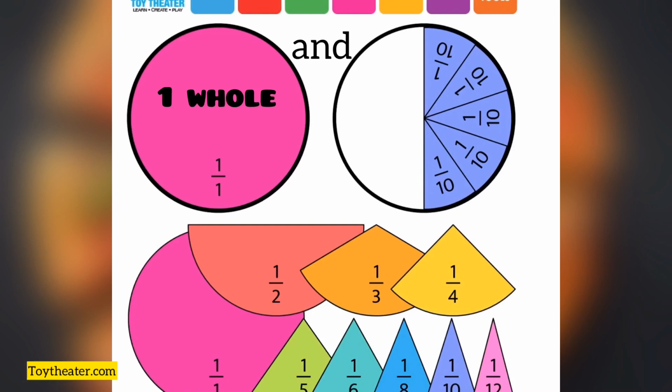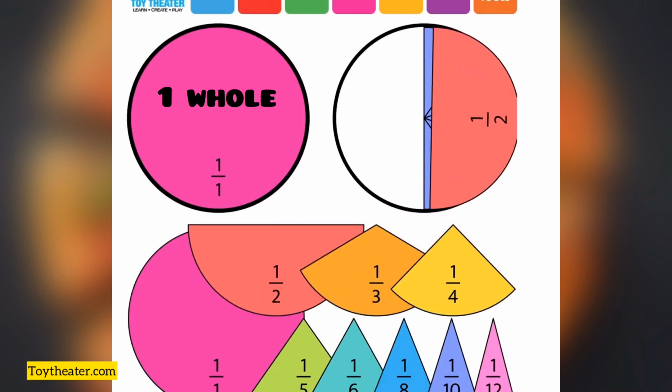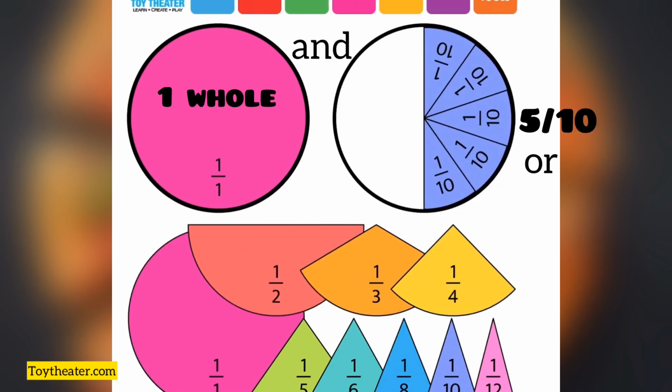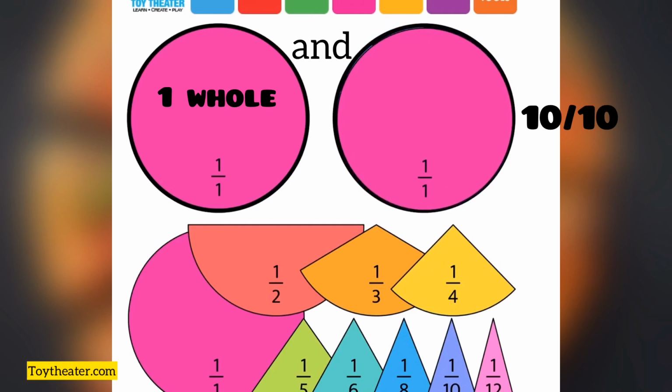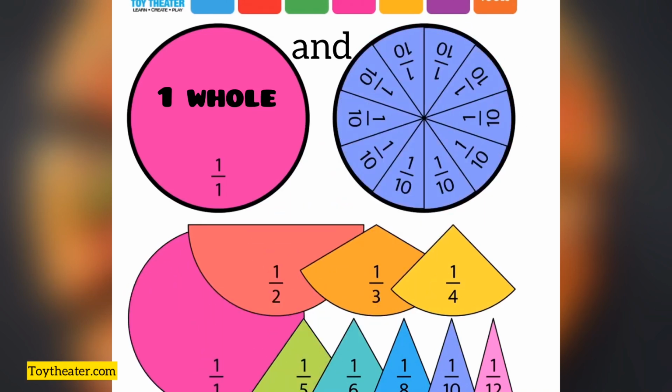Right now, I have 5/10, which is equivalent to 1/2, as you can see. And so I can say I have 1 whole and 5/10, or 1 whole and 1/2. Alright, if I fill it with 10/10, that's going to be another whole. Therefore, I now have 2 wholes.